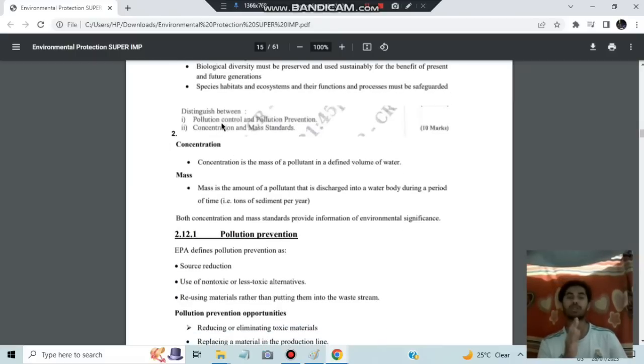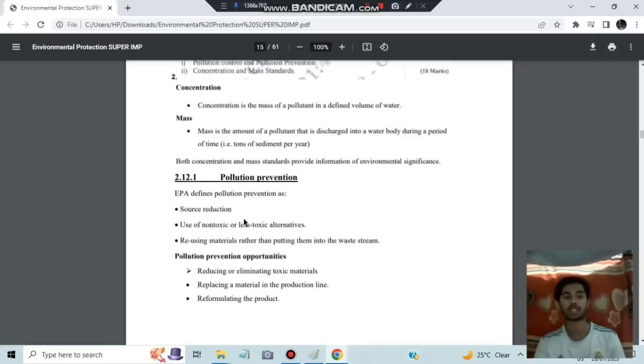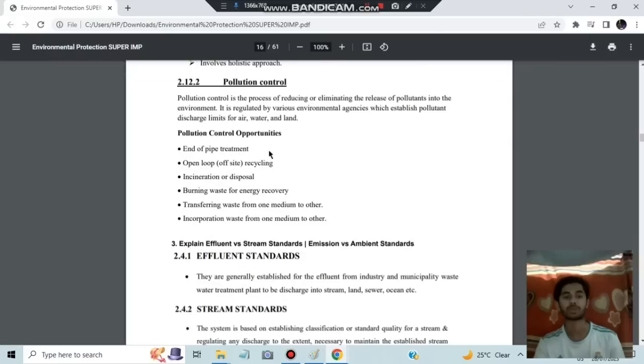Next, we have: distinguish between pollution control and pollution prevention. Control means the pollution has already happened and you are trying to control it. Prevention means you are trying to prevent it. Concentration means how much pollutant is there in a particular amount of water, and how much amount of pollutant is there is called mass. Okay, mass standard. The other information is given here, go through it.